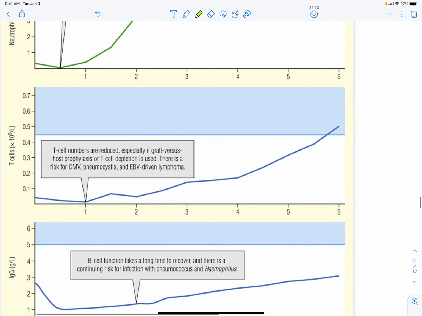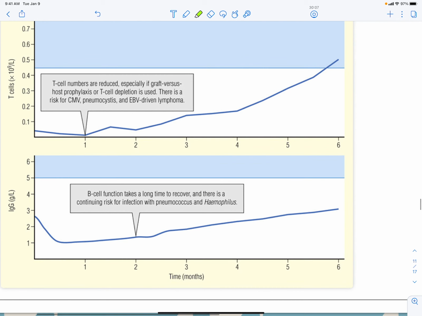If you have graft versus host disease, you can often get T cell numbers reduced, and you also have a risk for infections. And then also you need to keep in mind that it takes time to replenish an immune system. It just doesn't happen overnight. We know through the development of the fetus, the immune cells slowly develop. Your antibodies don't really reach the levels in an adult until about the age of 5.